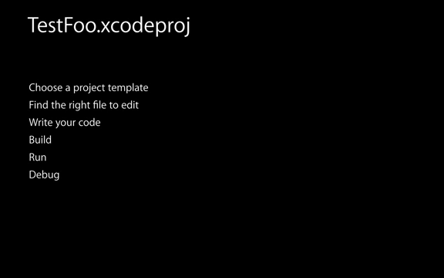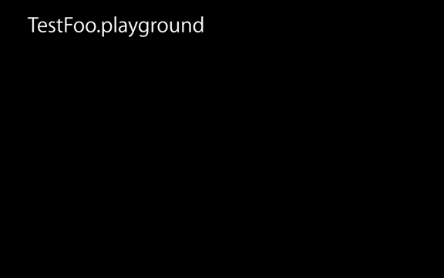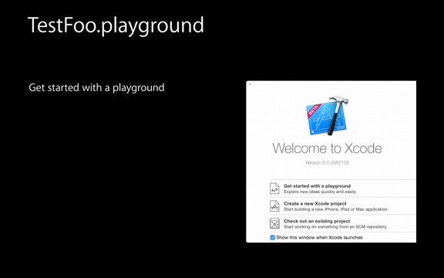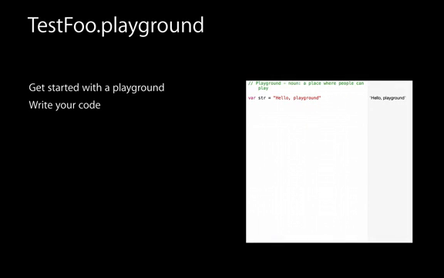We think playgrounds can handle this a whole lot better. That's because there's really only two steps. You would just get started with a playground and write your code. Once you start writing your code, we'll automatically execute it for you and show you the results in the sidebar so you can see where things are going wrong.